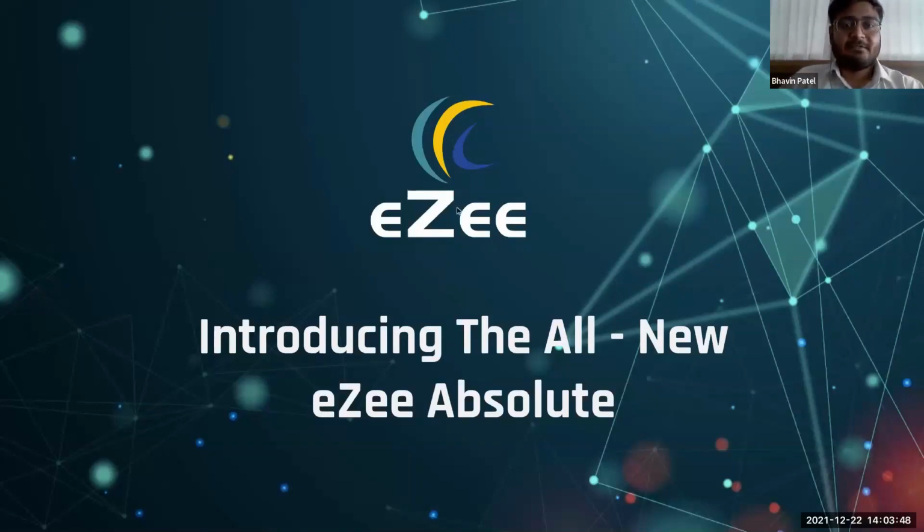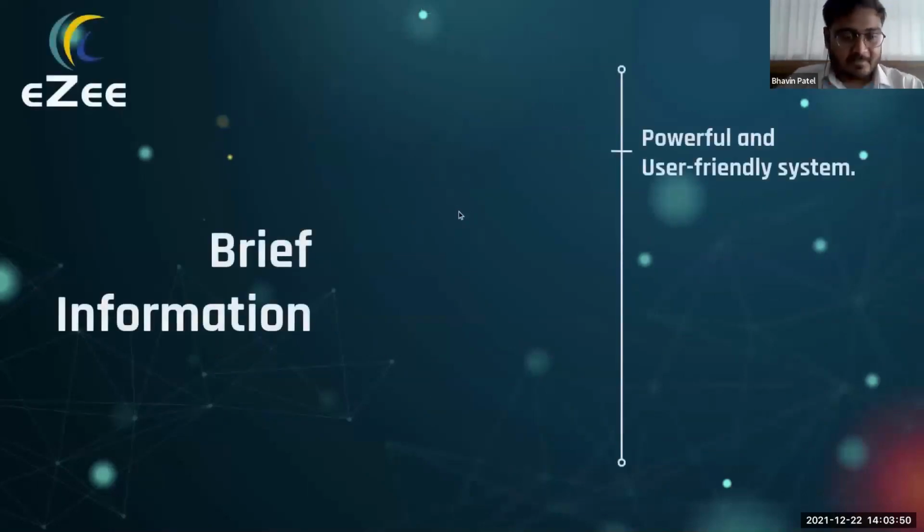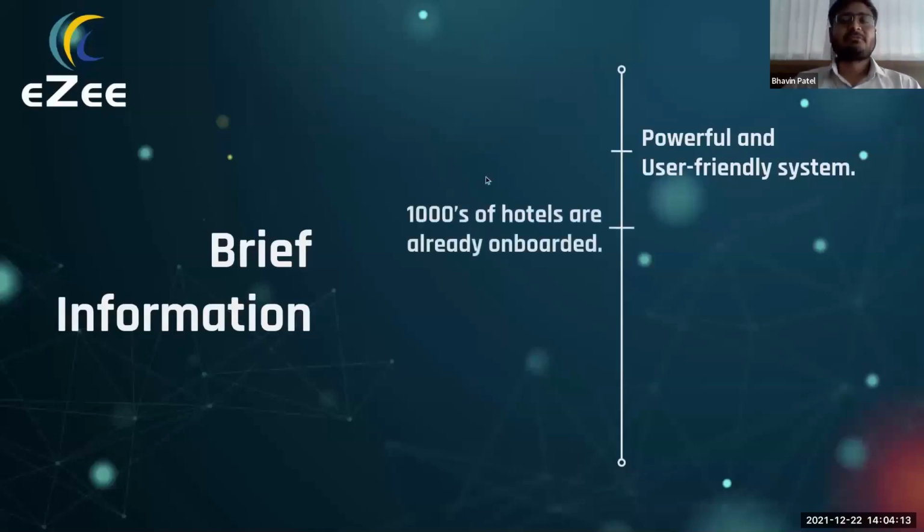In this new UI, we have tried making it more powerful and user-friendly by allowing our users to perform their operations very smoothly. This is our sole purpose for this new UI of our eZee Absolute, with an aim to empower our hotels and to make them more efficient. As I speak, we have almost thousands of hotels already onboarded on this new user interface, and they have shared their positive feedback with us. We are very happy to see such feedback, since we have developed our system for our users.